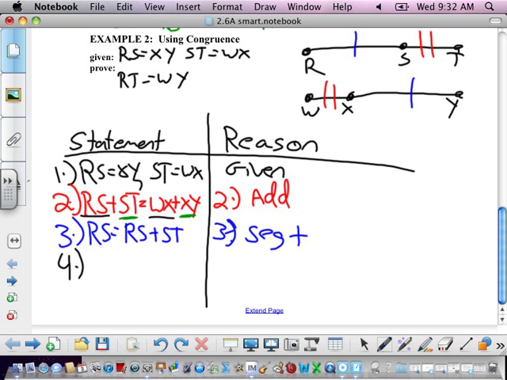Quentin, wake up. So this is what? WY equals WX plus XY, and that, again, is my segment addition.